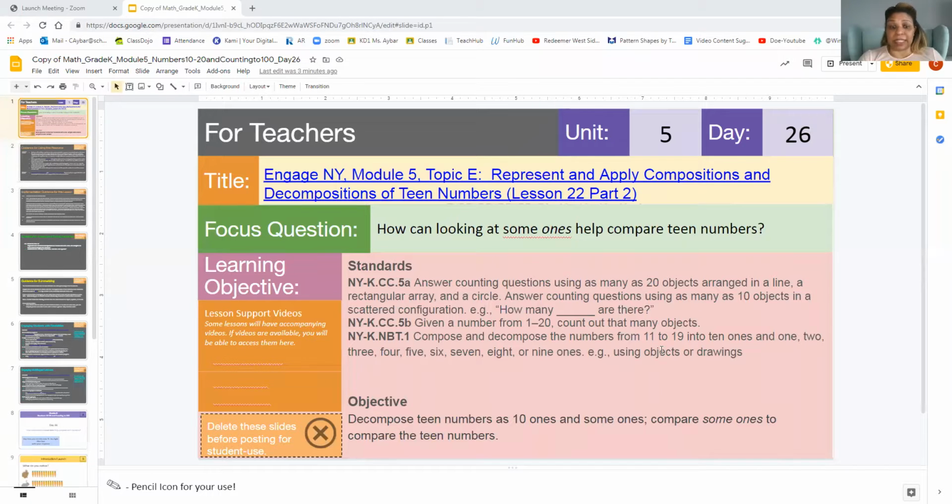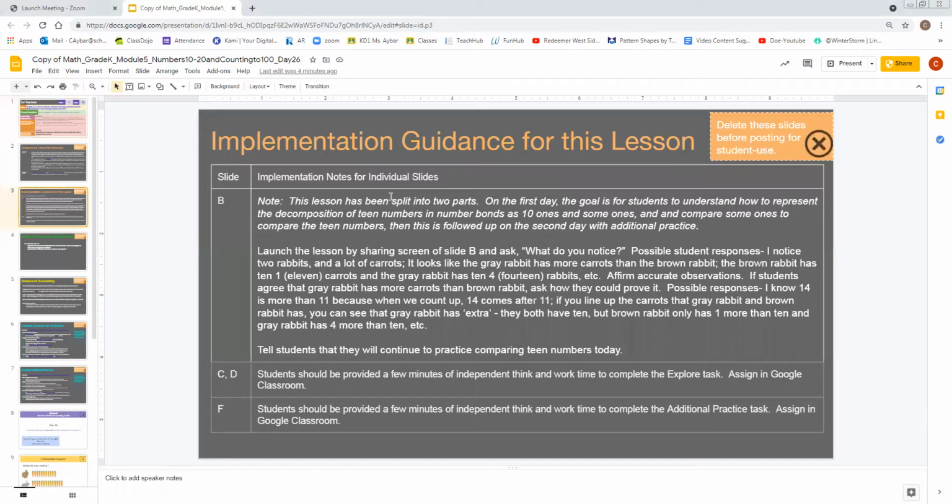So for this part of the lesson, it's again Unit 5, and now it's day 26. Day 25 was part 1, 26 is part 2. And our focus question is, how can looking at some ones help compare teen numbers? Now, there's a couple of things that we talked about and a couple of the skills that we did yesterday. But let's go over what this part of the lesson looks like. We want to make sure that when the students are decomposing the numbers, the teen numbers specifically, that they say 10 ones and some ones. We want to make sure that they understand and get used to the language of some ones, to only count the some ones as they count teen numbers. So let's go ahead and look into the implementation guidance.